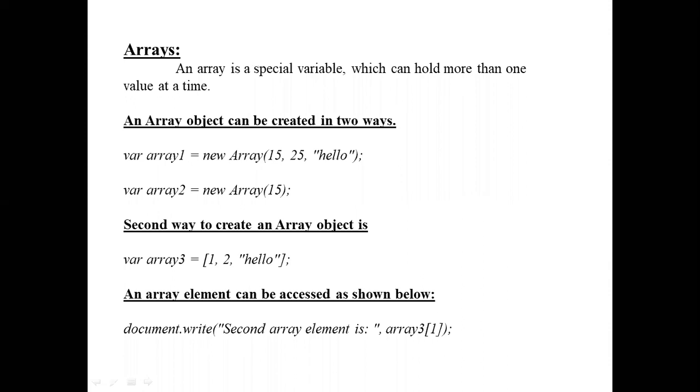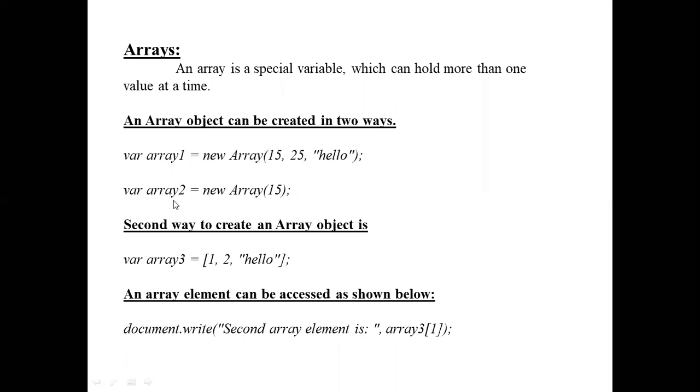Next, an array object can be created in two ways. The first way is by using the new operator, where array1 equals new Array(15, 25, "hello"). Here array1 is the array object name, created using the new operator, that contains the elements 15, 25, hello.